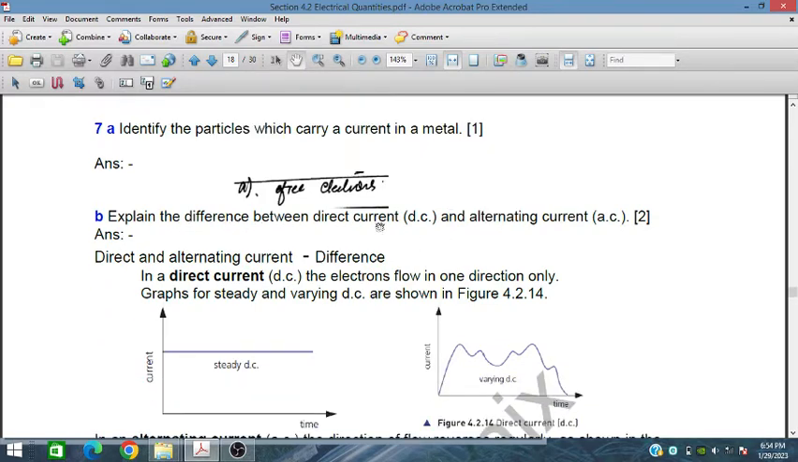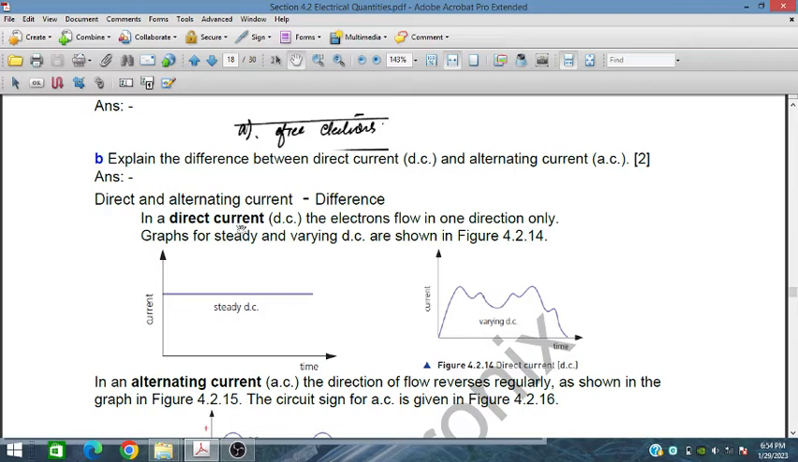Explain the difference between direct current and alternating current. The direct and alternating current difference is there. In a direct current, the electrons flow in only one direction. Graphs of steady and varying DCs are shown.